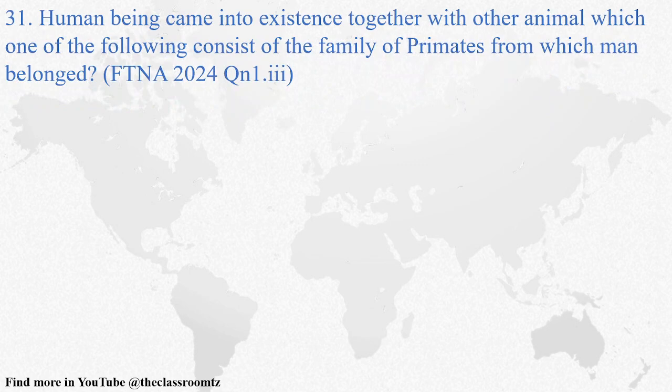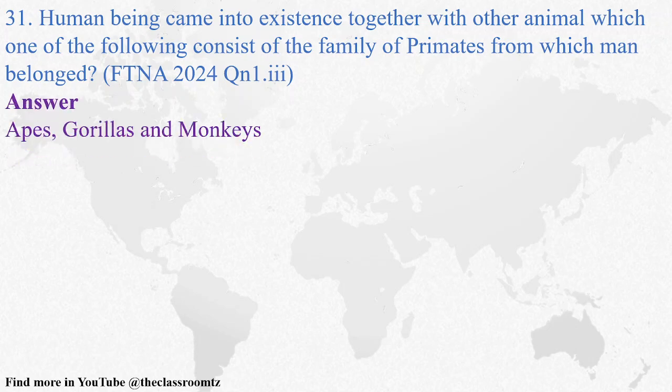Question number 31. Human beings came into existence together with other animals. Which one of the following constitutes a family of primates? If we were together in the previous question differentiating between primates and anthropoids, and you got that question correct, here you are able to answer this question. Primates consist of apes, gorillas, and monkeys. Apes, sometimes those chimpanzees. So these are our fathers from those ancient times.